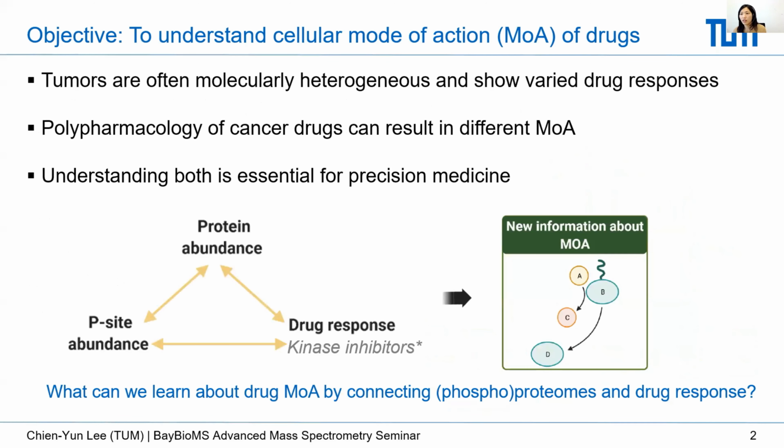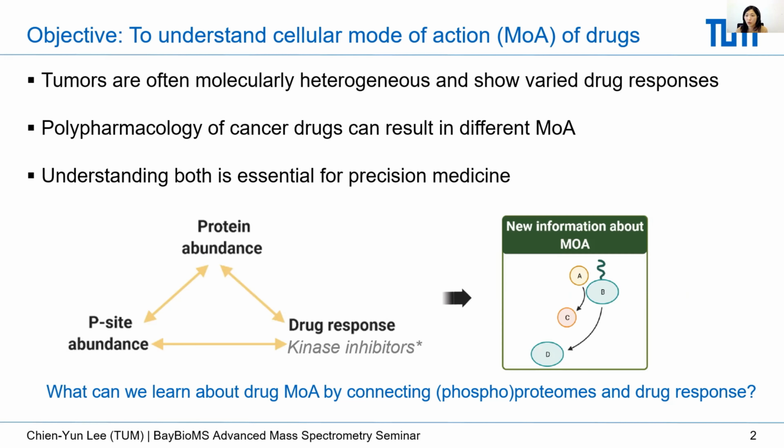So the main objective of this project is actually to understand the cell mode of action. And why is that important? Because tumors are often molecularly heterogeneous and show various drug responses. And even though we have a lot of cancer drugs, a lot of them actually have polypharmacology that results in different modes of action. So understanding this will pave the way for future application in precision medicine by using these drugs. And in the past, people already connected, for example, gene expression or protein expression with the drug response.